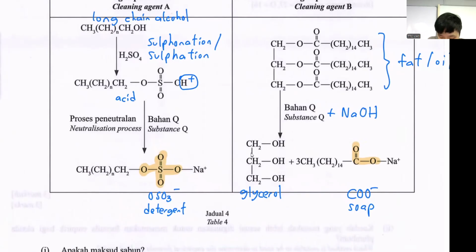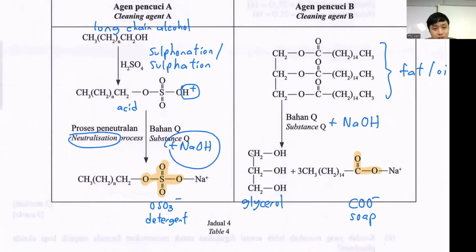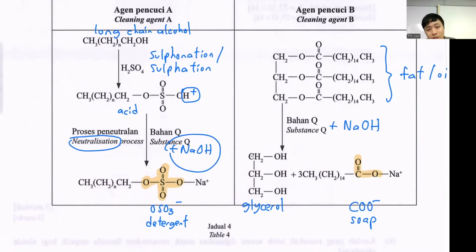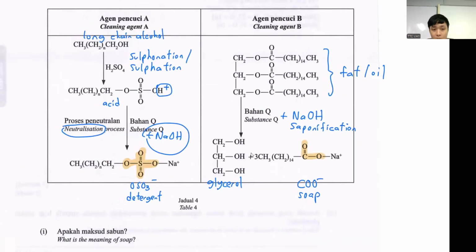Then the acid reacts with substance Q and NaOH. That's why you got Na plus in the end. Adding NaOH is called neutralization, when you add alkaline into acid. So to produce detergent, there are two processes: sulfonation or sulfation, and neutralization. To produce soap, the process is called saponification.